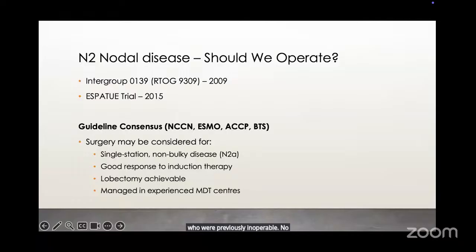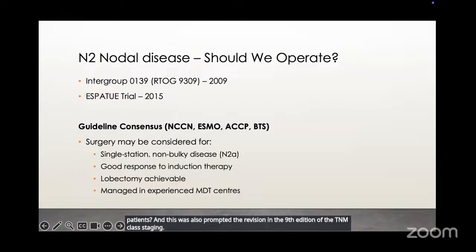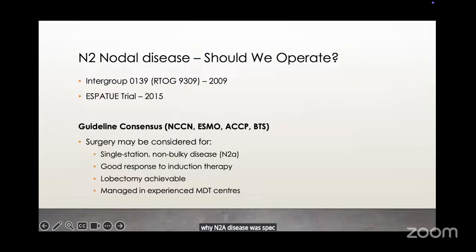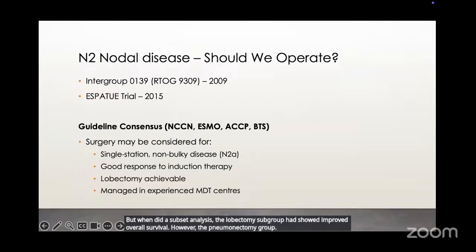Now, a topic of discussion in thoracic surgery and lung surgery has always been the N2 nodal disease. Should we operate on these patients? This had also prompted the revision in the 9th edition of the TNM staging, where N2A disease was specified compared to N2B disease. Now, in the intergroup trial and in the ESPATUE trial in 2015, the intergroup trial had shown that there was actually no overall survival benefit in the group that underwent surgery with N2 disease. But when they did a subset analysis, the lobectomy subgroup had shown improved overall survival. However, the pneumonectomy group had shown increased perioperative mortality.